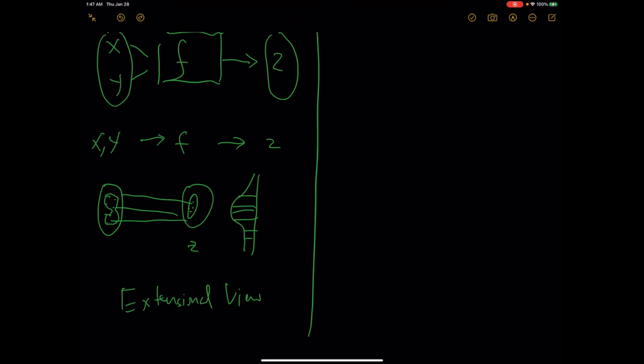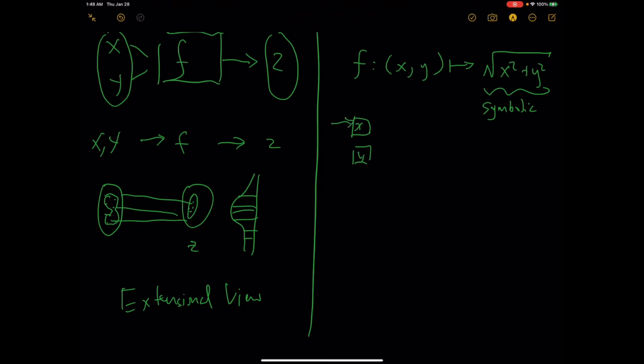Now suppose we have a function f which maps x and y to, say, the square root of x squared plus y squared. And this description we can represent as a graph. Here are the inputs, and each of these nodes in our graph are small functions inside of the symbolic expression.